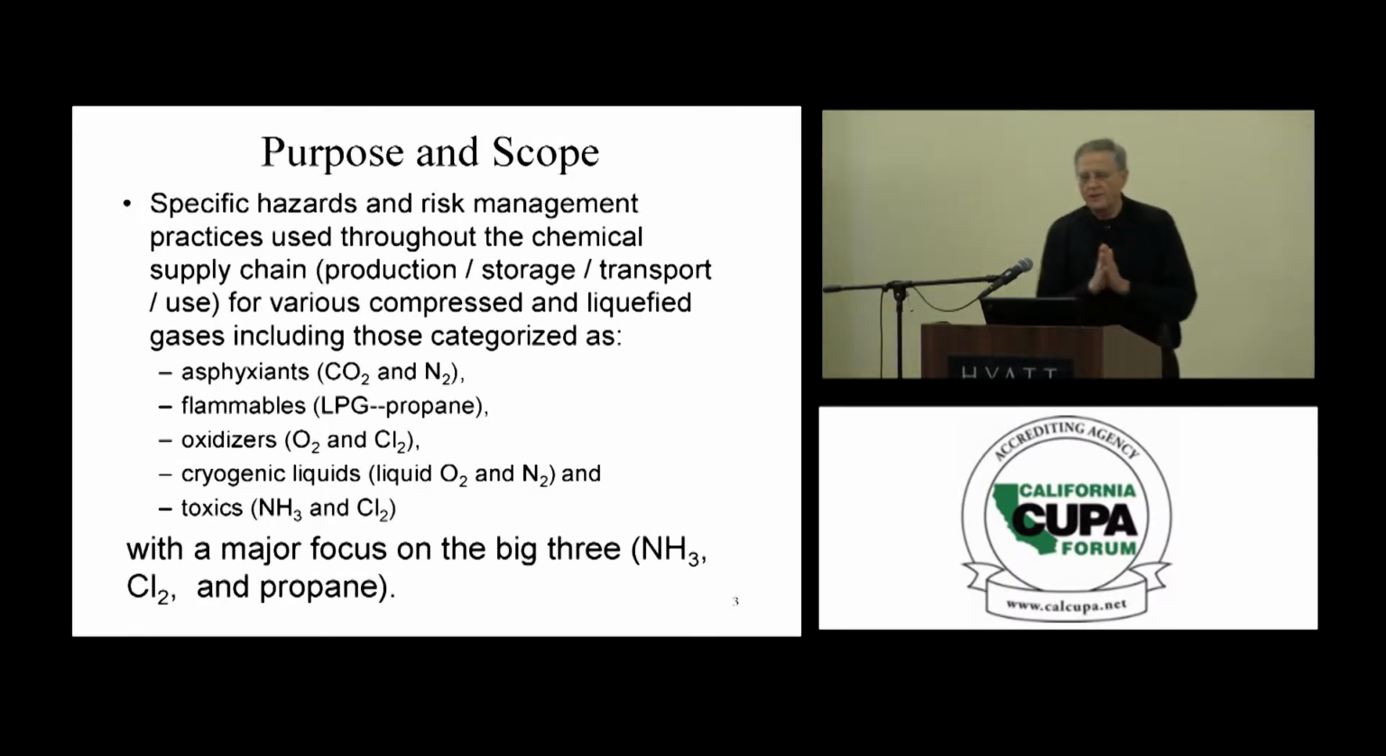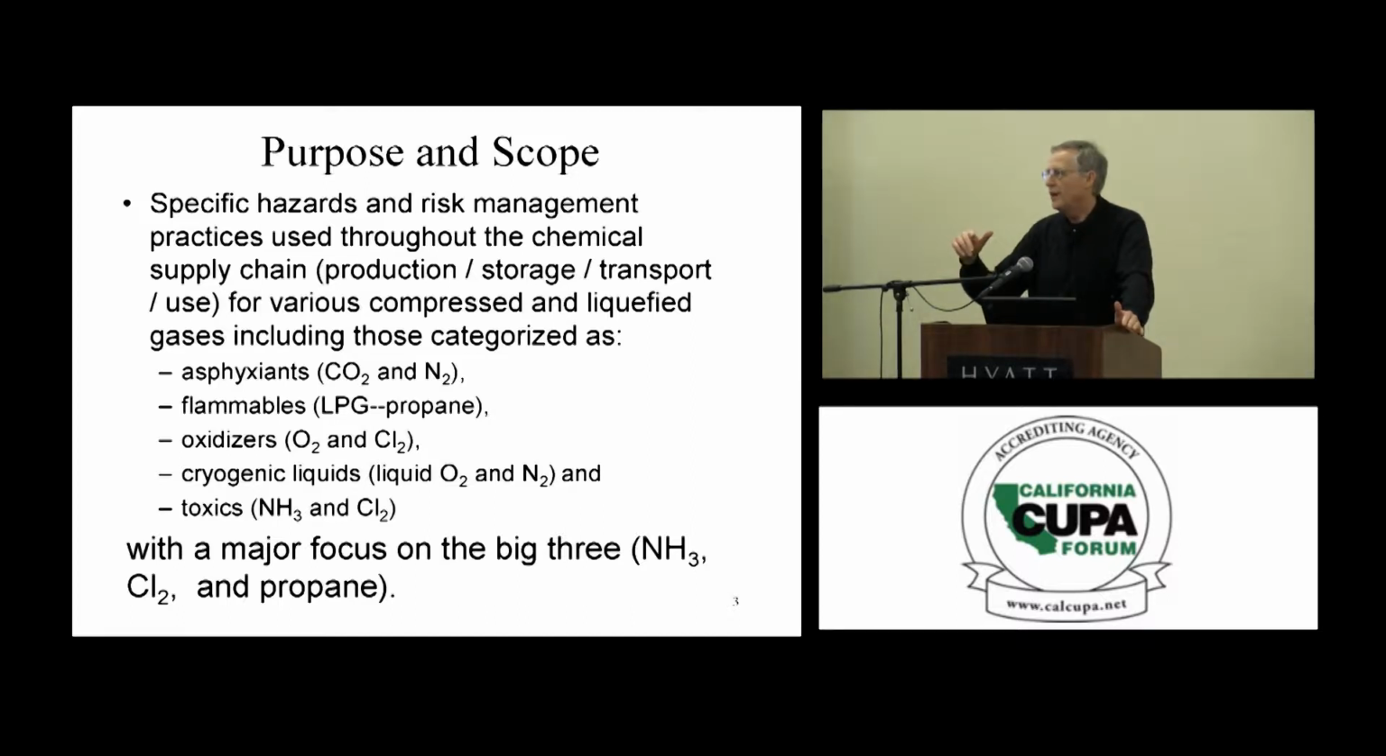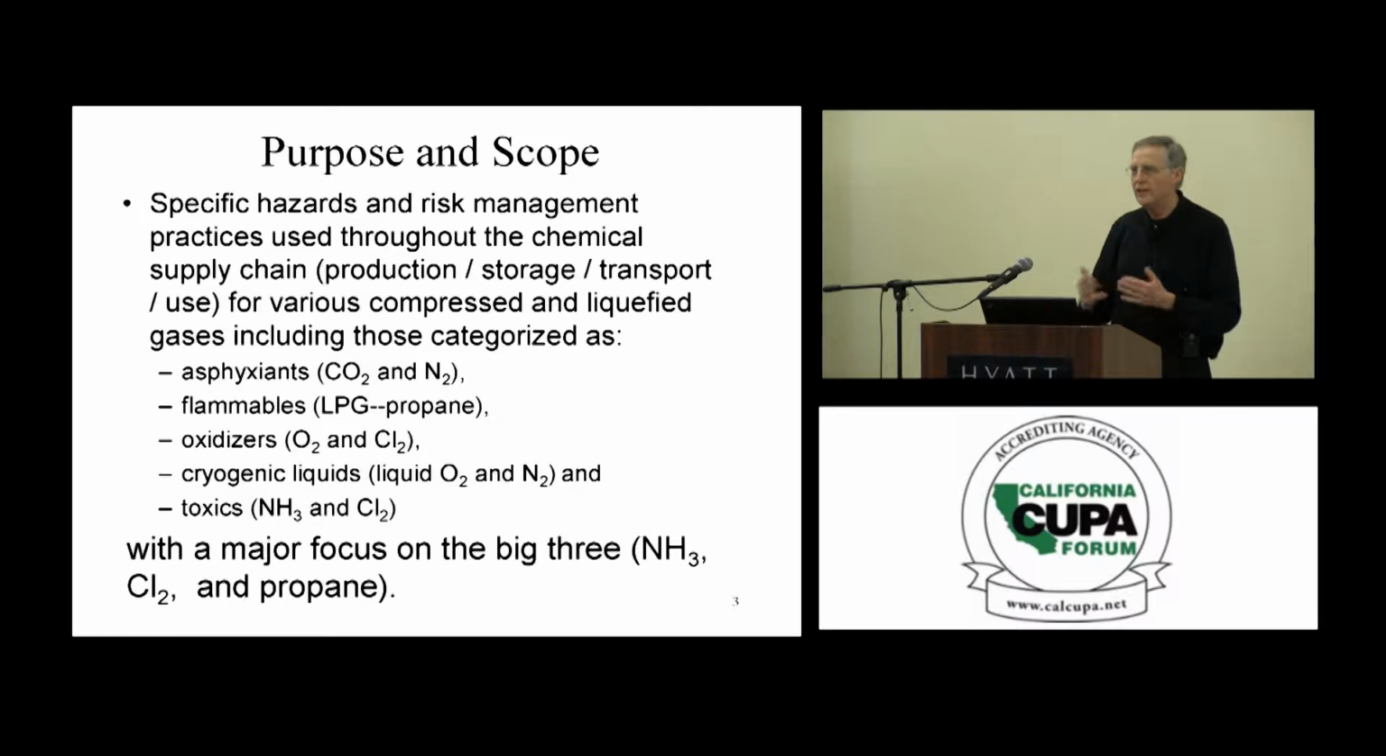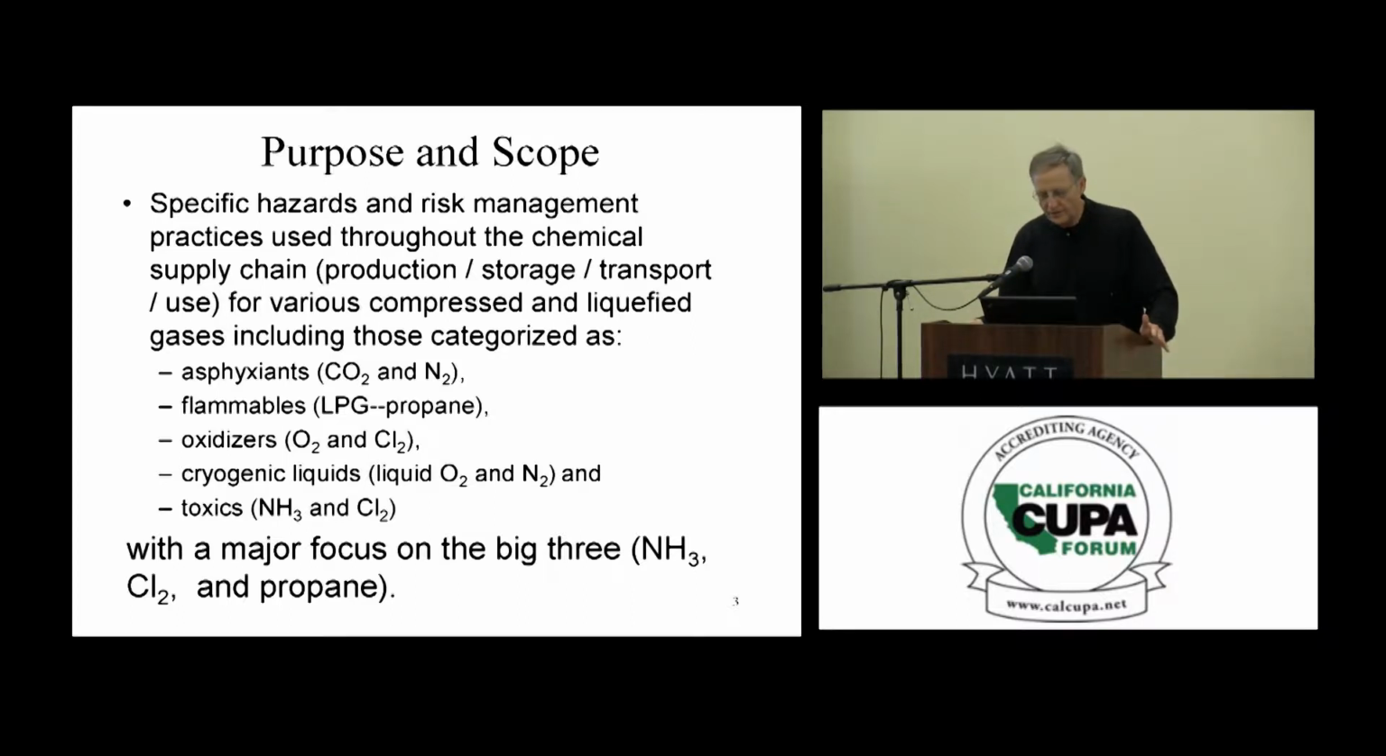We're going to talk about specific hazards and risk management practices throughout the supply chain. And when I put this course together, I put it together to be generally applicable across the U.S. And so I'm going to give a lot of examples that are not California specific, but they're things that can go wrong. And there are other places in the U.S. and outside the U.S. in terms of major disasters that have occurred in terms of releases of liquefied gases. We're going to talk about a lot of different kinds of liquefied gases, and we'll get into how people categorize compressed and liquefied gases.